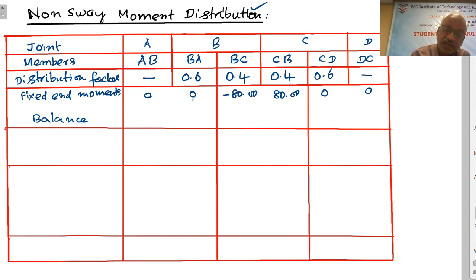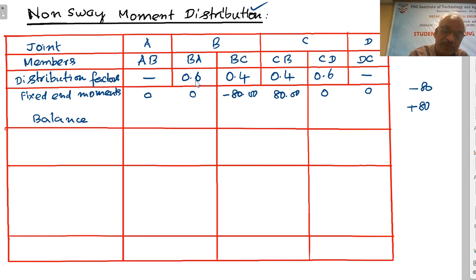So BA and BC when added you are getting minus 80. So we have to make this as 0. The algebraic sum of the moment at a joint must be equal to 0 if the joint is in equilibrium. So you have to make this as 0. This can be made as 0 by applying plus 80. So plus 80, we have to distribute to the member BA and BC.